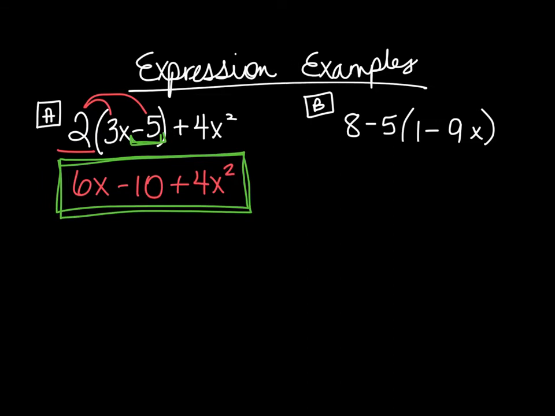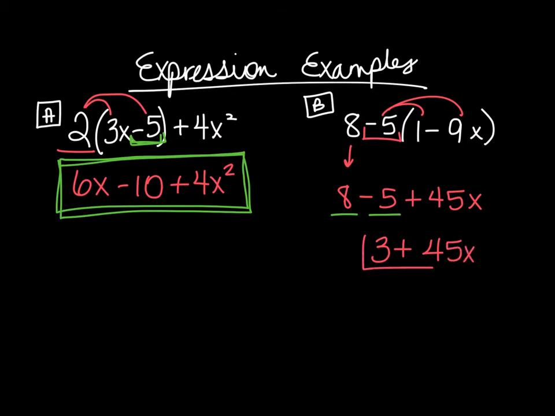Okay, so let's do that. If I distribute my negative 5, remember, just like we learned today, the signs are attached to the numbers. My 8's going to drop down, 8. When I distribute negative 5, I've got negative 5 times 1 is negative 5. Negative 5 times negative 9 is positive 45x. And now, the only terms here that are like terms that I can combine are my two numbers. The 45 has an x with it, so it could only go with something else that has an x. So my final answer now is going to be 3 plus 45x.